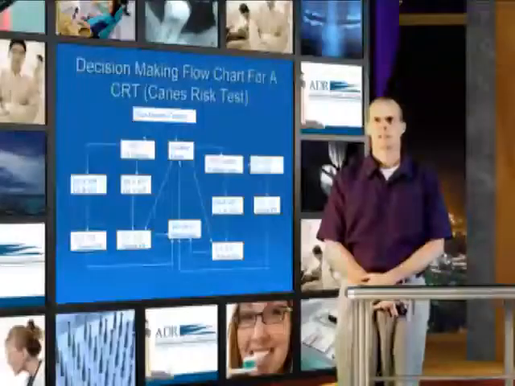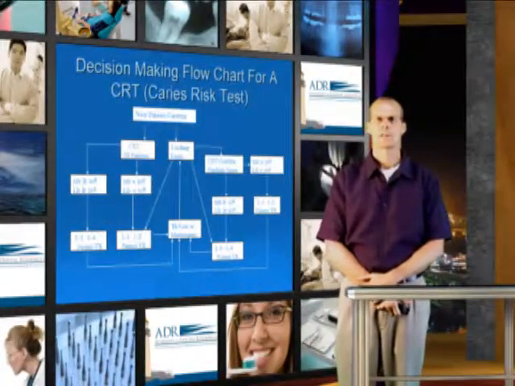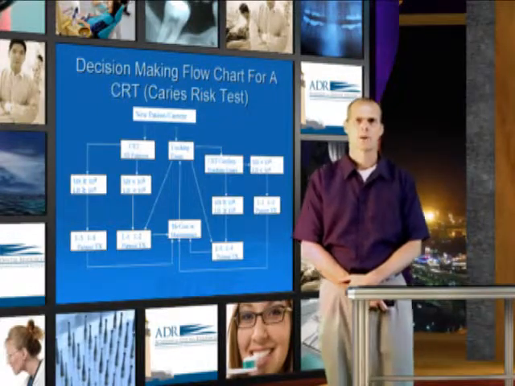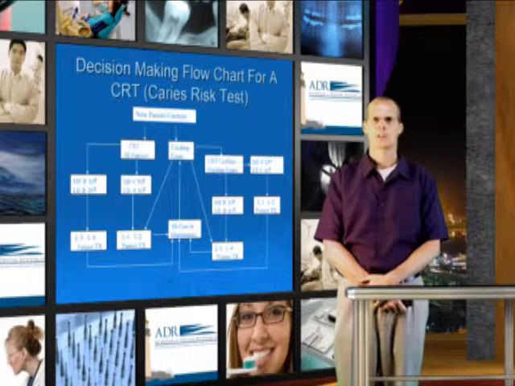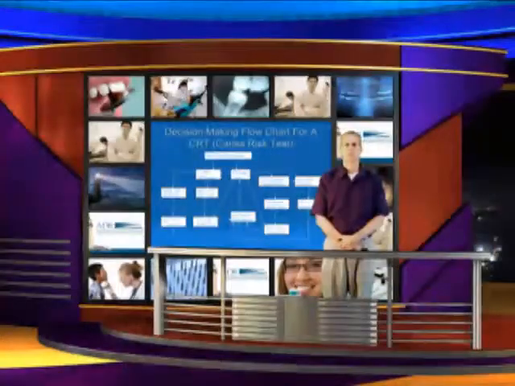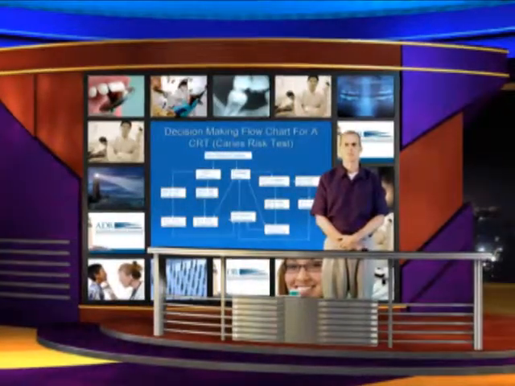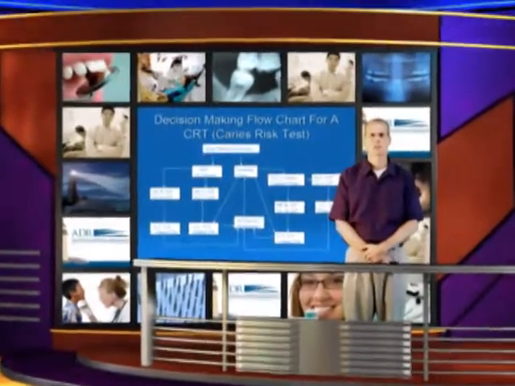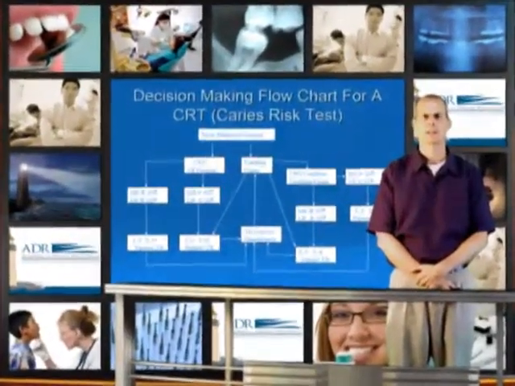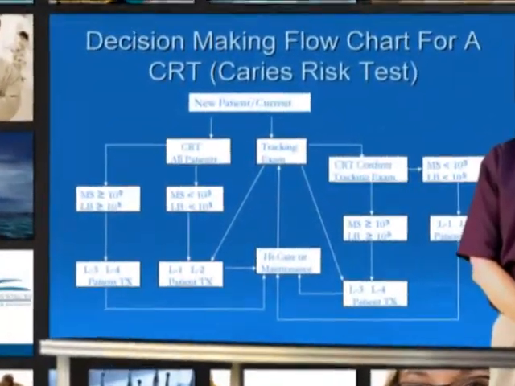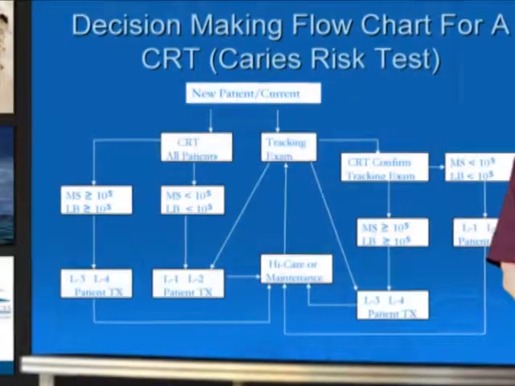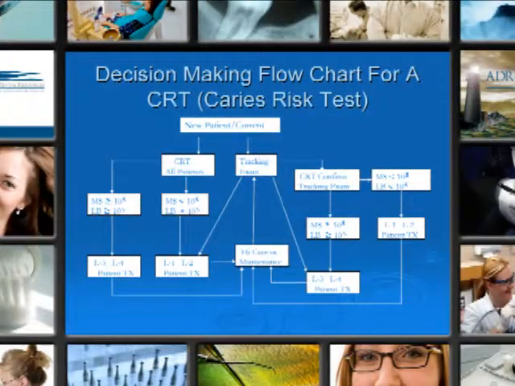The decision-making flowchart that we use in our office at first glance seems rather quite complicated. This is one that we established to determine whether or not we should be taking caries risk tests. If we're going to take them, who we should take them on. Initially, we took caries risk tests on nearly every patient to make sure that we weren't missing something that we could see clinically, and to find out if our tracking sheet was going to provide the accurate information that we needed. Basically, a new patient can come in and we decide to take a caries risk test.